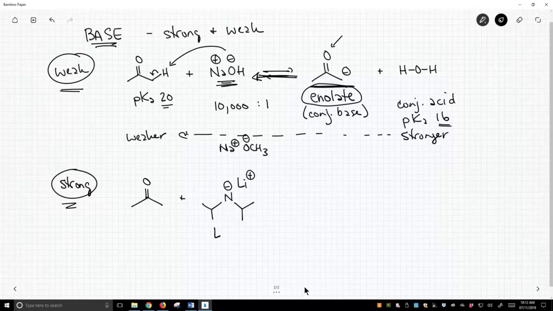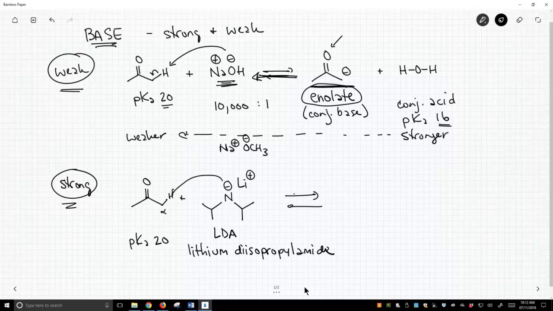and the classic one to use is this one. This is called LDA, or lithium diisopropylamide. So this is actually a super strong base. Our acid over here, our ketone, is about the same, pKa 20. So now we're going to strike up an acid-base equilibrium. Let's draw in our alpha hydrogen next to our carbonyl.